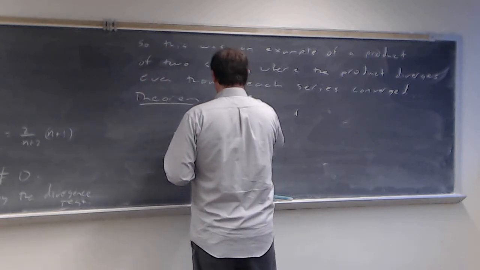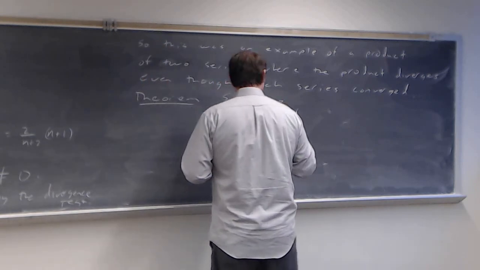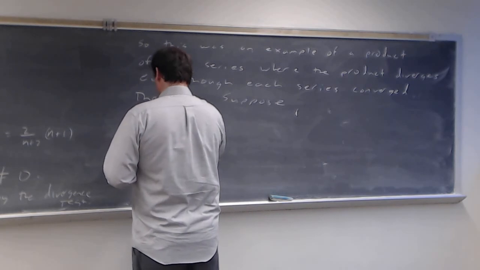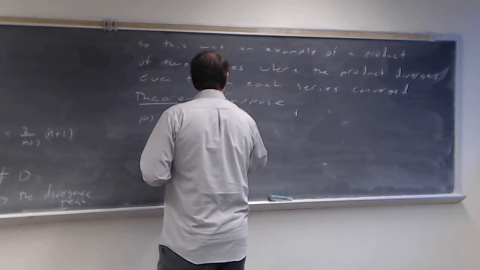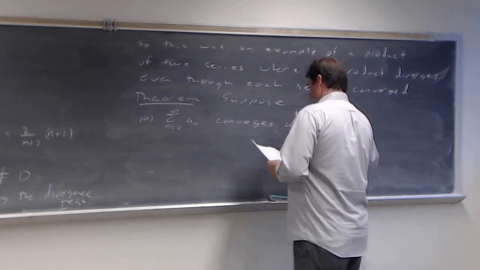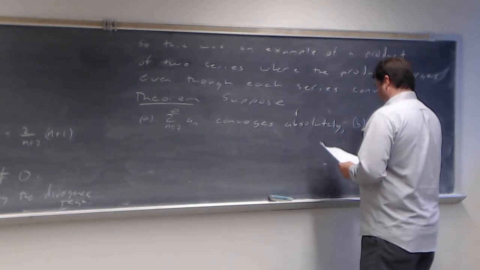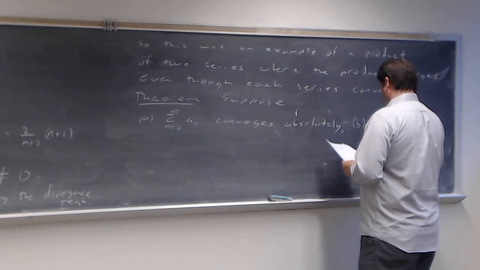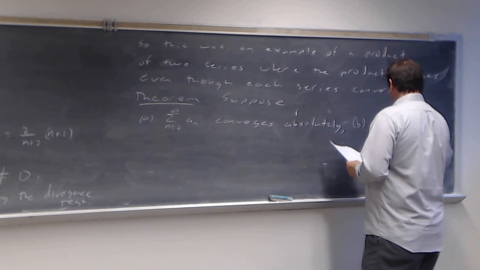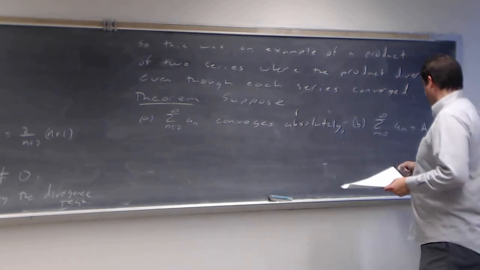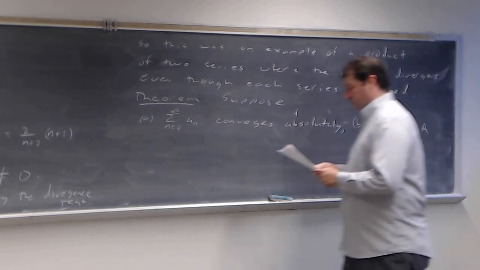It says, suppose several things. First thing is that the series as n runs from 0 to infinity of a sub n converges absolutely. Part B, we're going to have the notation that the series as n goes from 0 to infinity of a sub n equals A. If that series converges absolutely, then it converges as is, and so we're going to call what it converges to A.